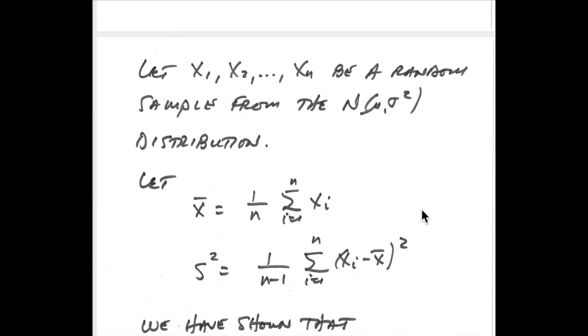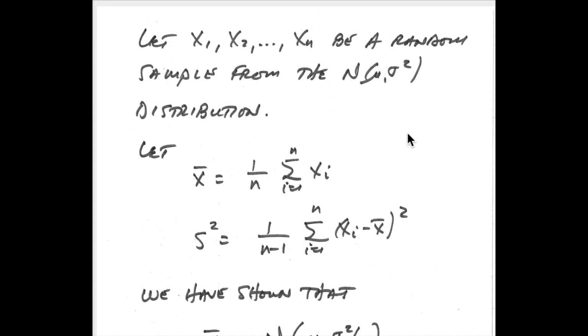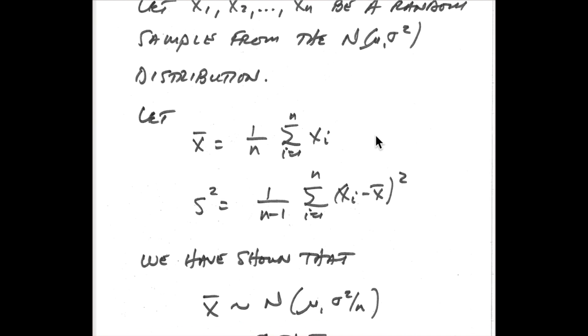Now, let's let X1 through Xn be a random sample from the normal distribution with mean mu and variance sigma squared. And let's let X bar be the sample mean, and we'll let S squared be the usual sample variance, the sample variance that has n minus 1 in the denominator.